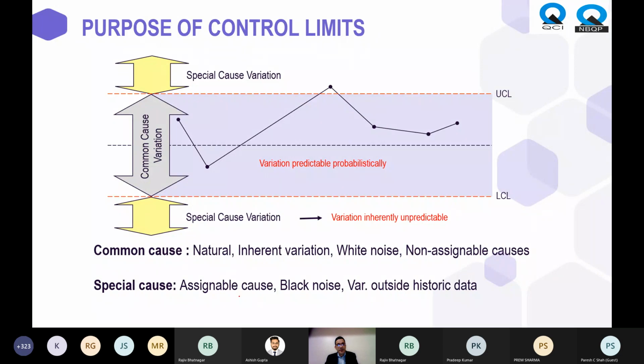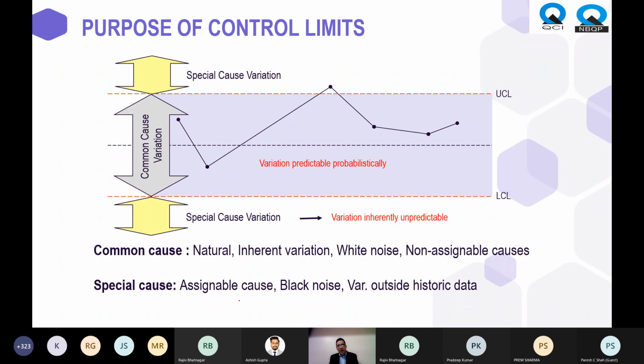The next one is the purpose of a control chart. Why do we need a control chart? There are two elements to it. One is common cause variation. The other is special cause variation. Common cause variation means natural variation, which is within the system. I gave you one example: if you are using a machine, there will be some vibration within the machine, which probably cannot be reduced. So these are my natural variation. We also call it inherent in my process.